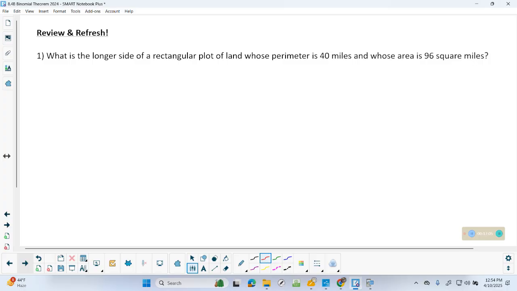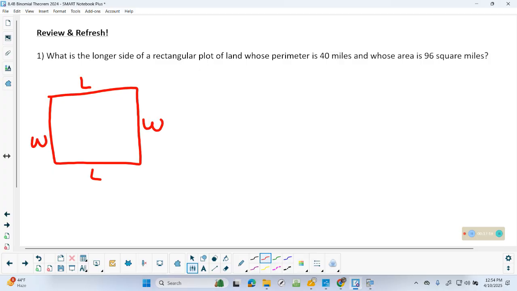What is the longer side of a rectangular plot of land whose perimeter is 40 and area is 96? Okay, all right. Let's draw a rectangle. You can use whatever, X, Y. I'm just going to do length and width. Nothing fancy here. Let's start with perimeter. It's like geometry class. How do you find perimeter in any figure? Add up all the sides.